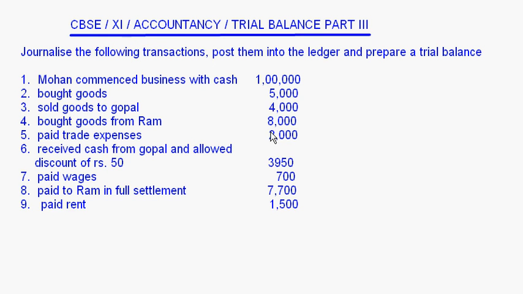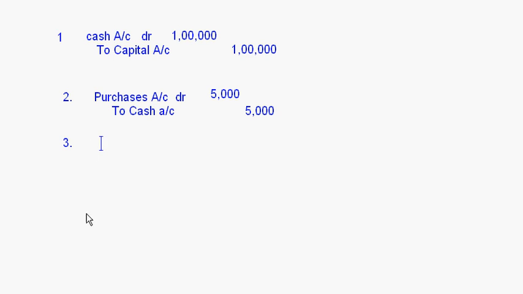The third one, sold goods to Gopal 4,000. So that's the credit sales. So here we have Gopal account debit to sales account. The amount is 4,000 rupees.